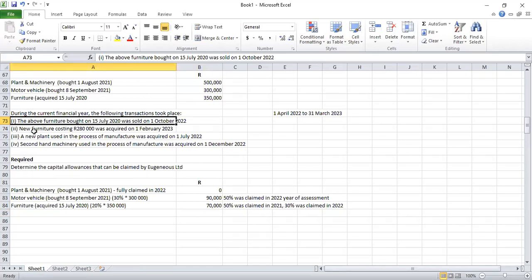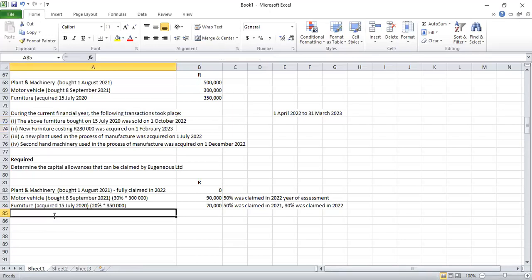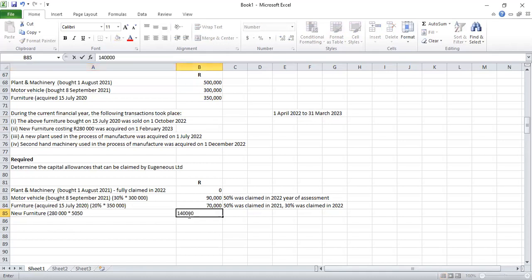Right. Then new furniture costing 280 was acquired on 1 February 2023. This one, it's in its first year, so it will be 280,000 times 50%, which is 140,000. The fact that it was bought on 1 February, we don't consider that. Even if it's bought, if you bring it into use on 31 March, the last day of the year, then you can also claim a full year, as long as it was brought into use during the year of assessment.